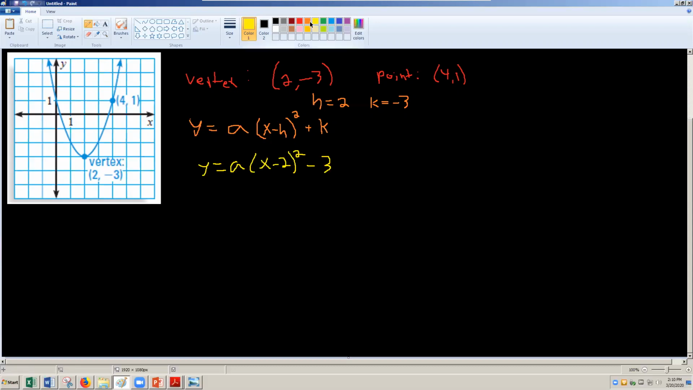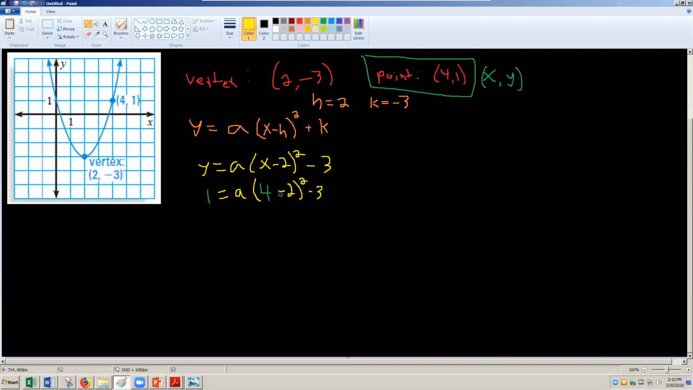Well, we actually have a point that works, right? We were given this point on our graph, so let's use this. What is this point? This point is just an x and a y. So I'm going to take that x and y and use them in my equation here. I'm going to take 4 and plug it in for my x. I'm going to take 1 and plug it in for my y. And so now I'm just looking at a single variable, a, that I'm able to solve for.